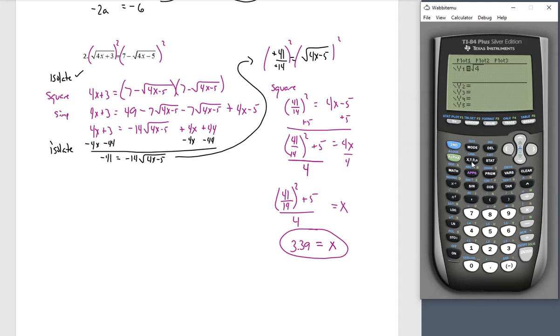4x plus 3 on the left. So that's my y1. On the right, 7 minus the square root of 4x minus 5. And I'm going to graph these two. Clearly, we see an intersection. So let's calculate that. We'll use the blue button. That is the intersection. First curve, yes. Second curve, yes.